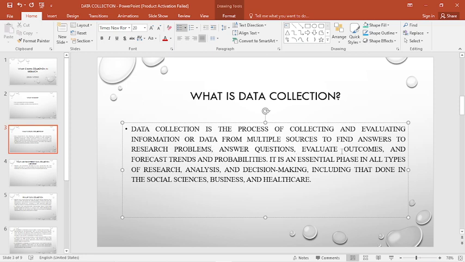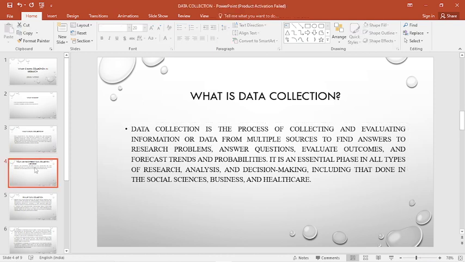It answers questions, evaluates outcomes, and forecasts trends and probabilities. So this is how data collection is helpful in research. We are going to collect the data from multiple locations and multiple sites. So this is called data collection.